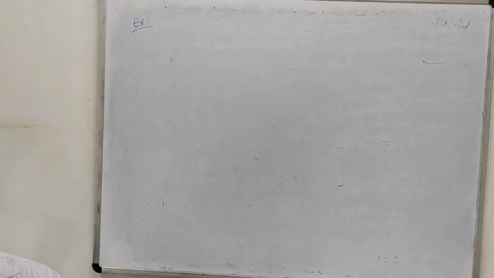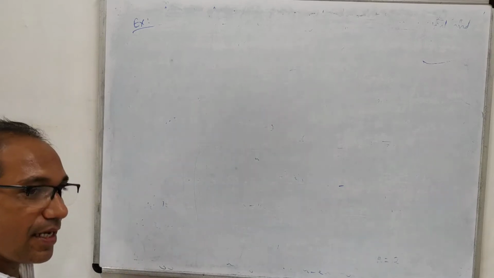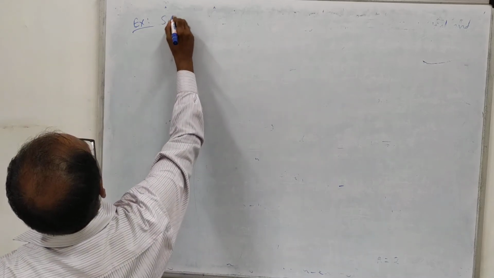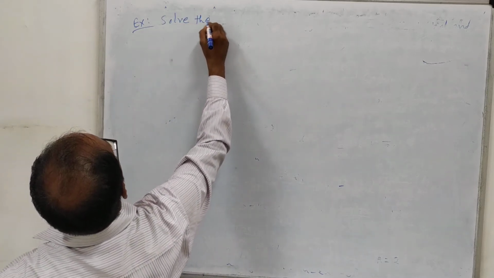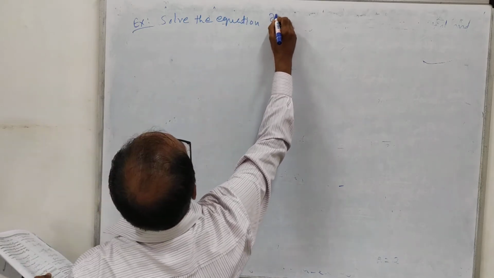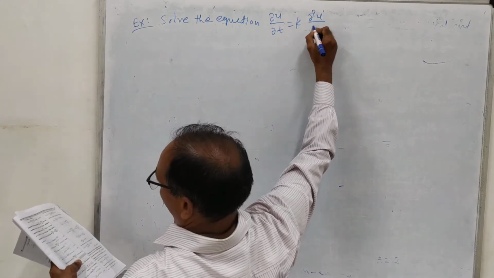Let us see one more example. This is slightly different than the previous ones, but very easy. Solve the equation: del u by del t equal to k del square u by del x square.